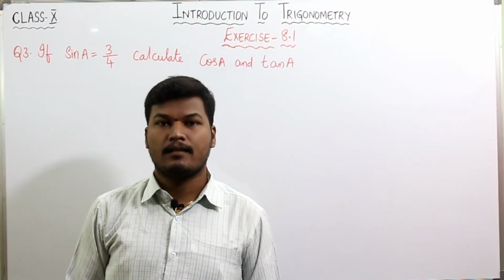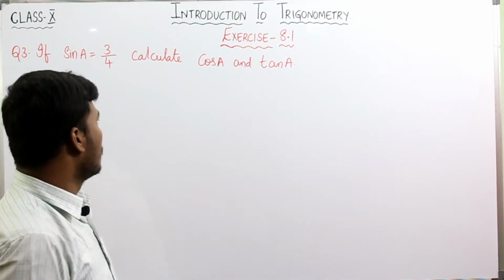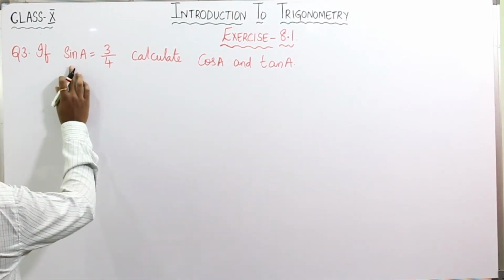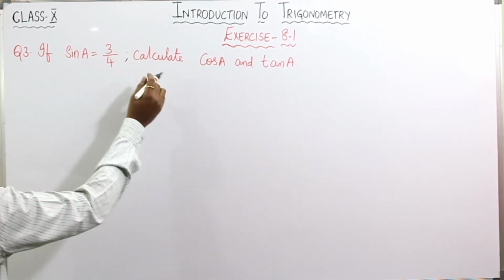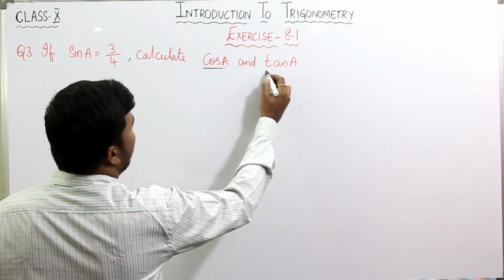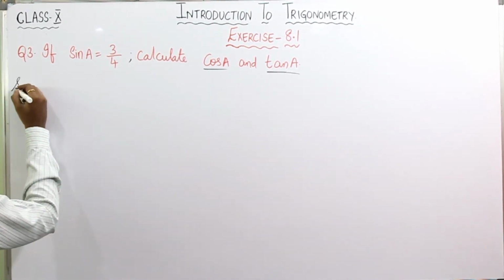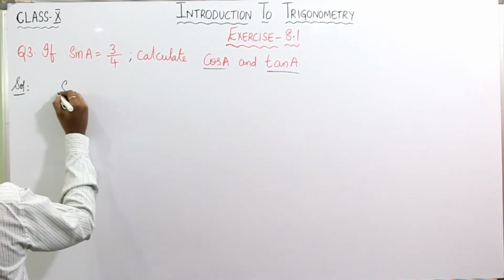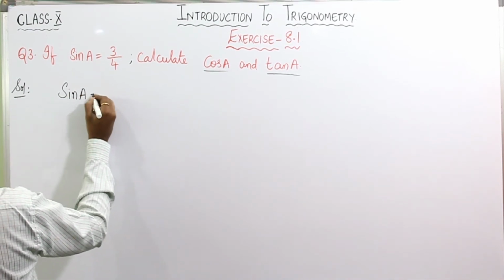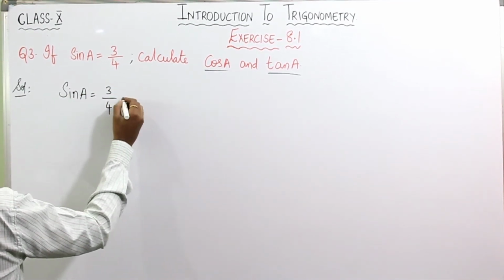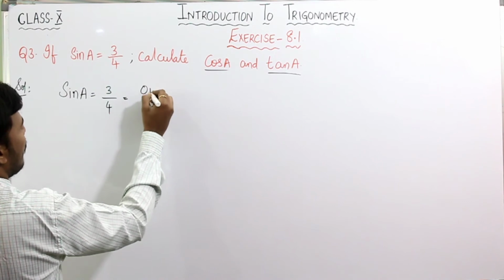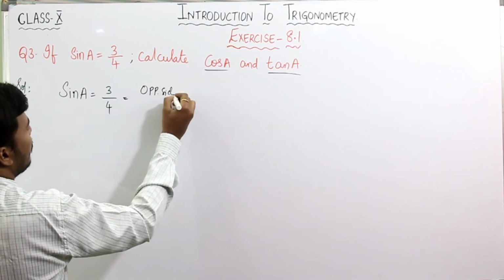Now let us start the third problem of this exercise, that is, if sin A is equal to 3 by 4, calculate cos A and tan A. So first let us write the given, that is sin A is equal to 3 by 4. What does sin stand for? Opposite side by hypotenuse.